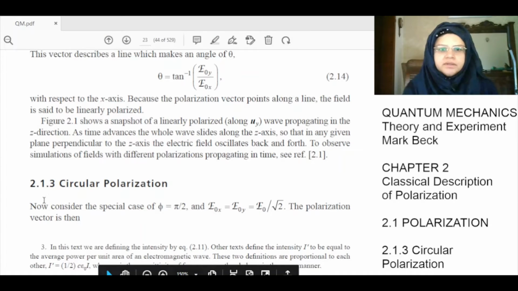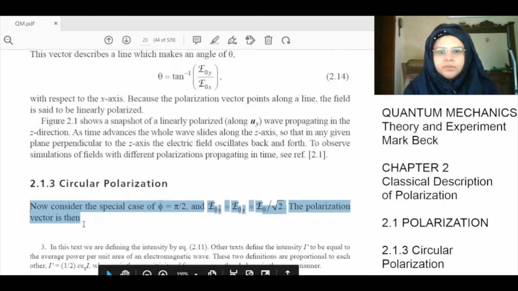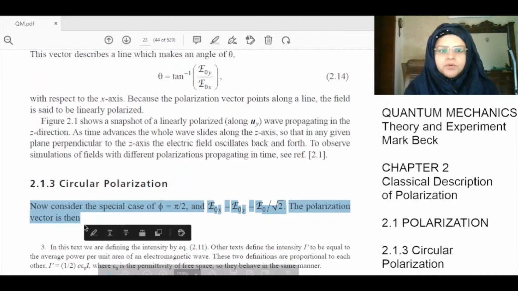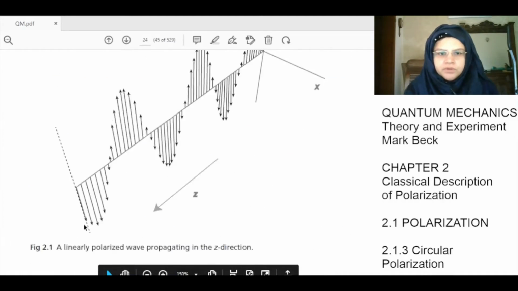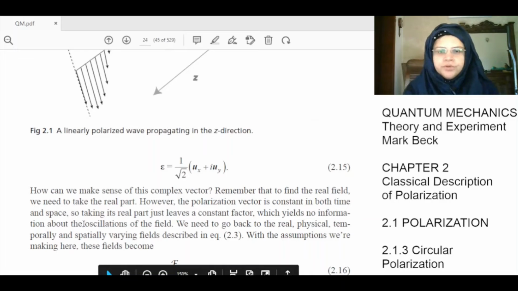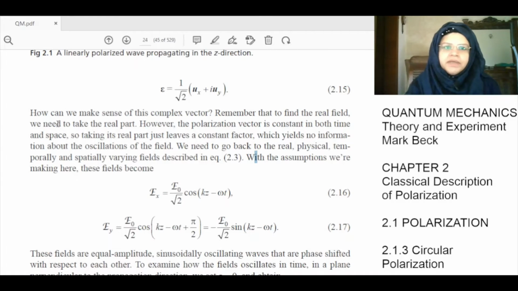Now consider the special case of phi is equal to pi over 2 and E naught x is equal to E naught y is equal to E naught under root 2. The polarization vector is then epsilon naught is equal to 1 under root 2 (ux plus iota uy). How can we make sense of this complex vector?